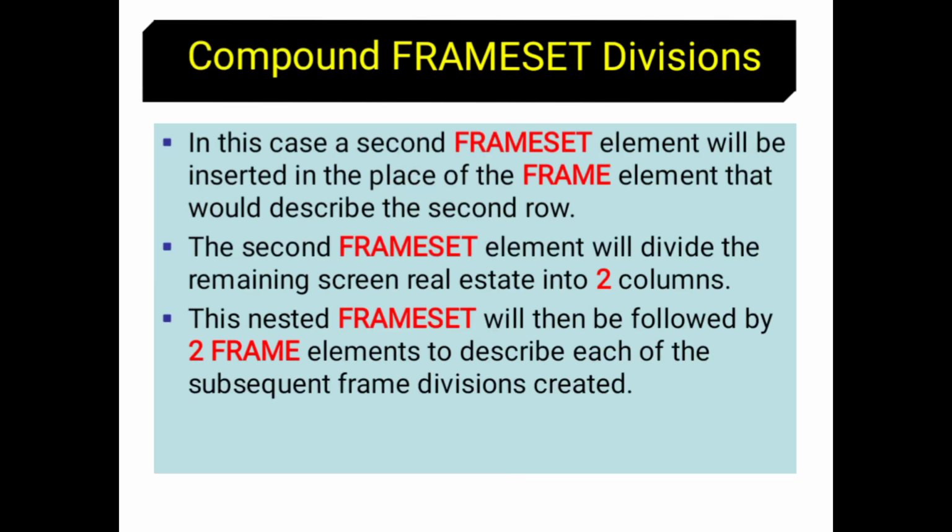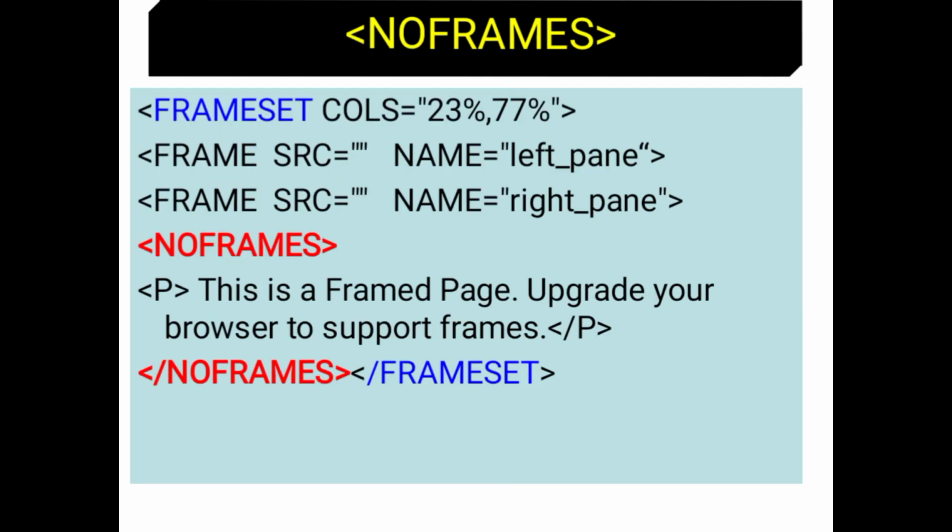Then compound frameset division. In this case, a second frameset element will be inserted in the place of the frame element that would describe the second row. The second frameset element will divide the remaining screen real estate into two columns. This nested frameset will then be followed by two frame elements to describe each of the subsequent frame divisions created.